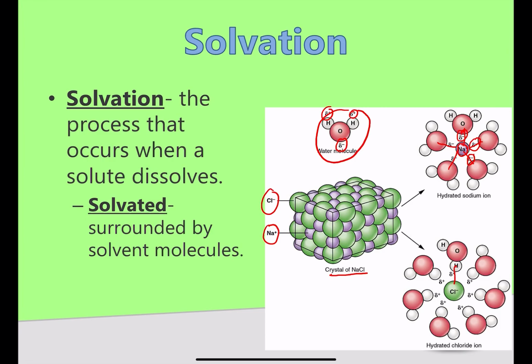And so these are referred to as solvated. When something dissolves, we say that it is solvated, meaning it's surrounded by those solvent molecules. The solvent, or the water here, surrounds the chlorine, and so that is solvated. That's what happens when something dissolves, okay?